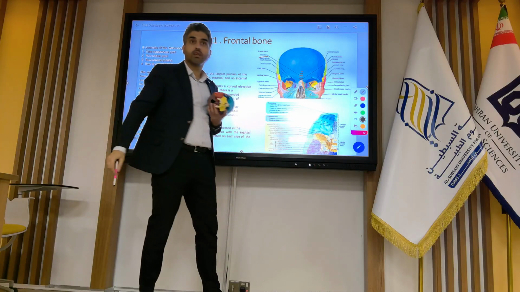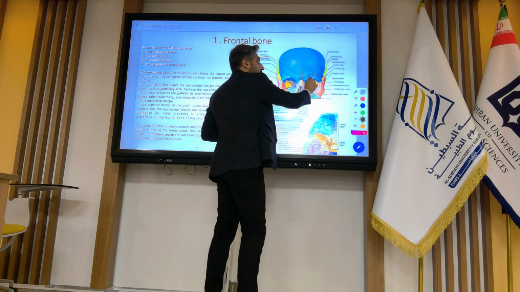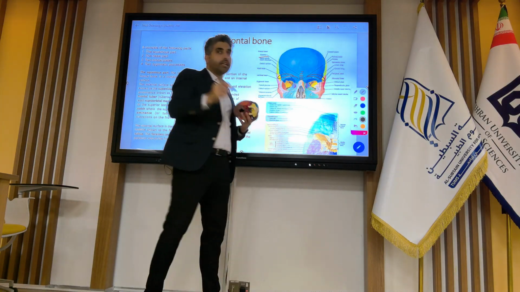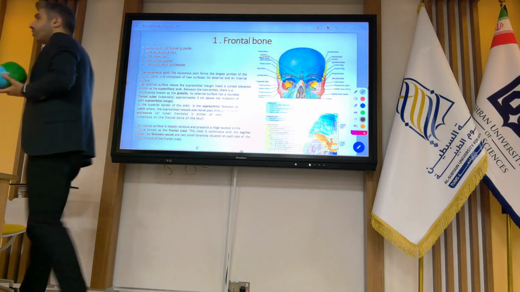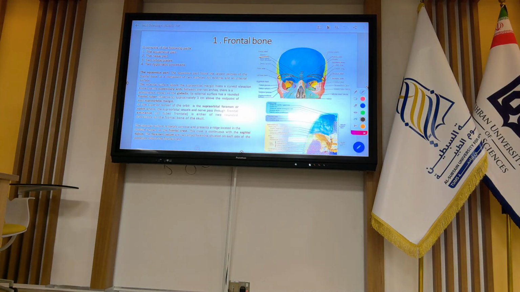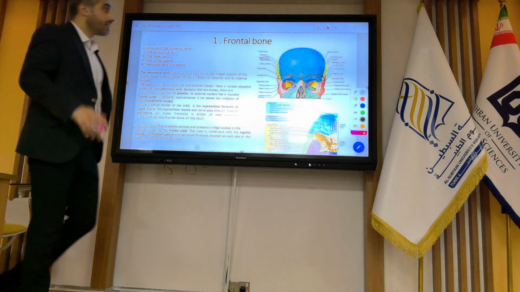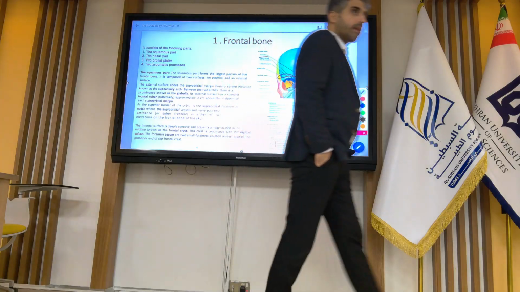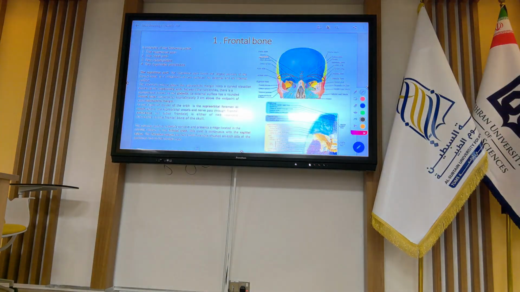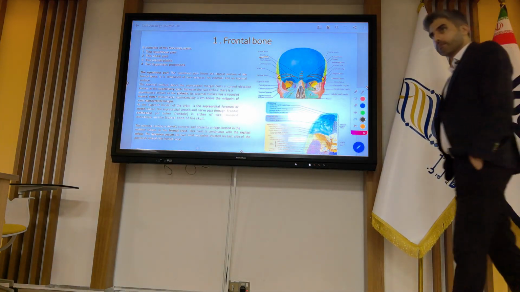glabella. So we have two arches, the superciliary arches. Inside the arch, you have the frontal sinus. Between the two arches, you have a flat surface. This is glabella.